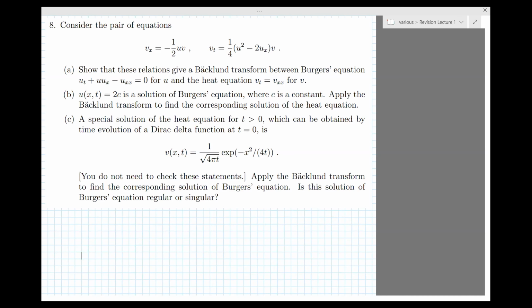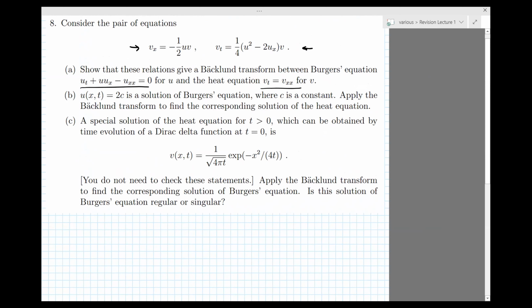Next up is exercise 8 from May 2018, which is a question about the Backlund transform. So we have these two equations here that express Vx and Vt in terms of V and U. And in part A, you want to show that these relations give a Backlund transform between Burgers' equation for U, which is written here, and the heat equation for V.